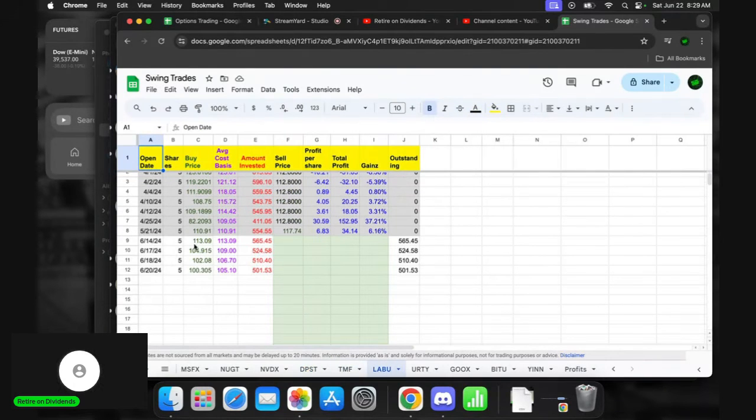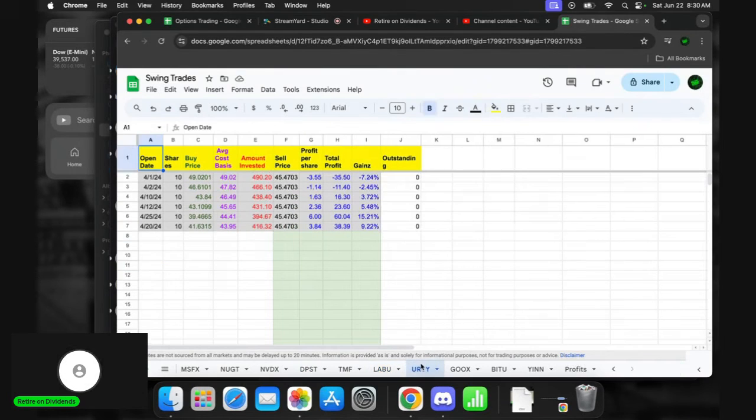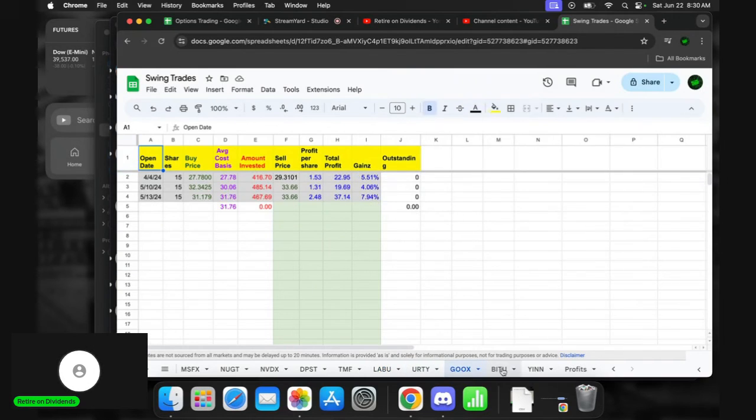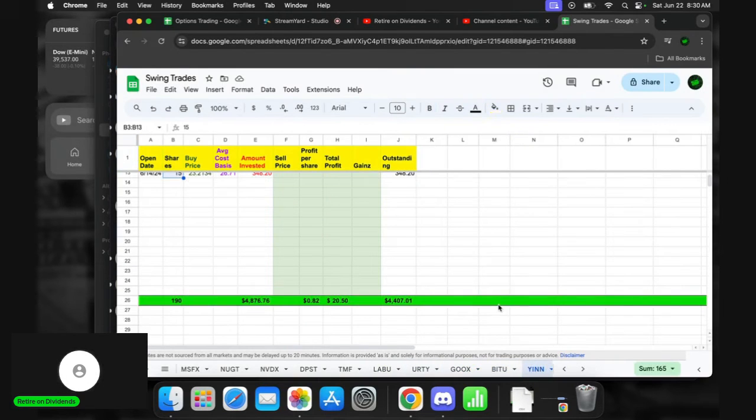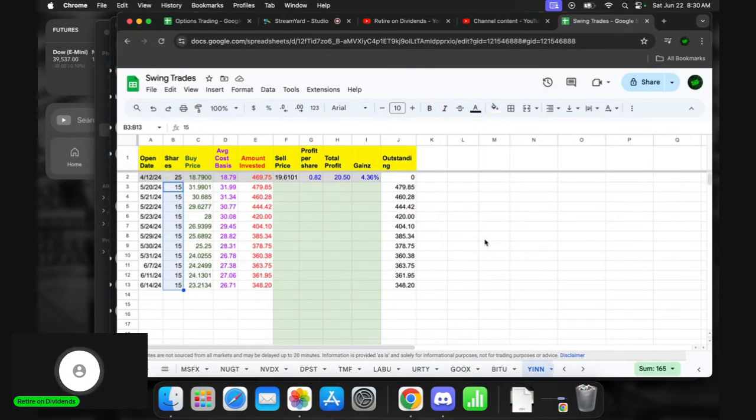I've got LABU, that's pending. We've got 20 shares outstanding. Average cost basis is 105.10. We'll see where that's at heading into next week. ERT, nothing. GOOX, nothing. BIT2, nothing. And YINN, of course, there's something because I am nearly a bag holder. My cost basis is 26.71, and I own a ton of shares, to be honest. I own about 165 shares.